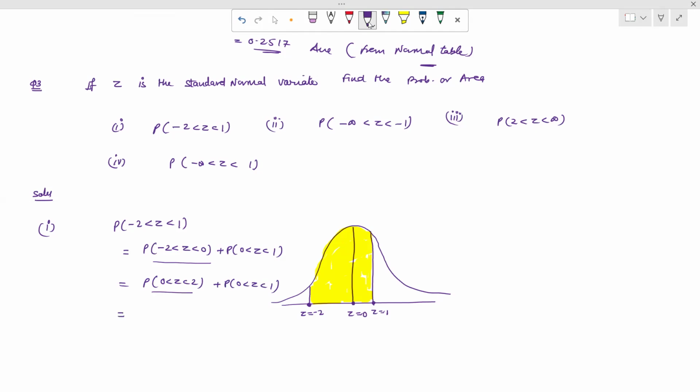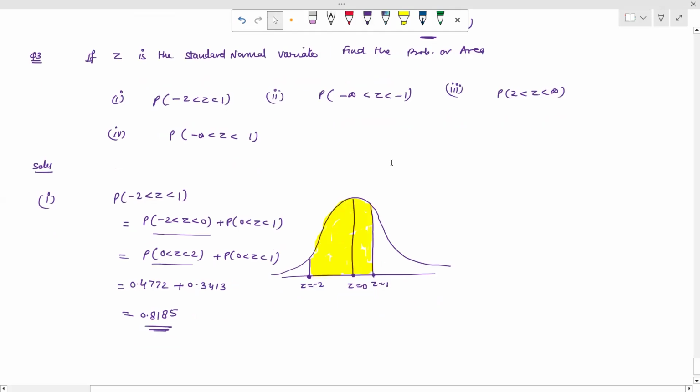So for 0 to 2 we check the table. At 2, what is the value? At 2 the value is 0.4772, and the value at 1 is 0.3413. So we add these two values, and this is 0.8185. So we take the help of the table.